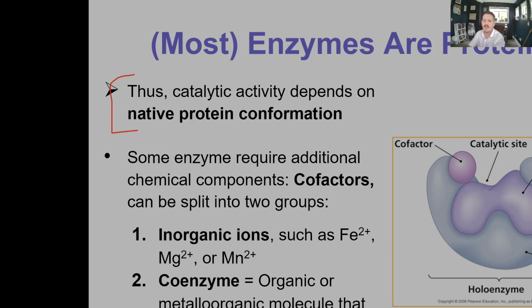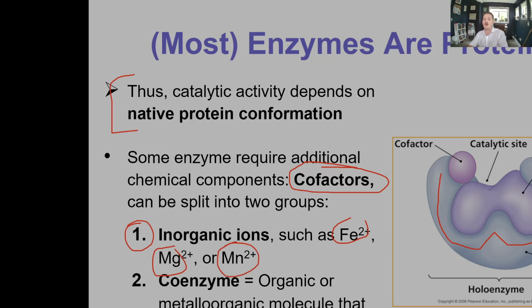I believe that we covered before that often an enzyme, shown here, requires another molecule, a non-protein molecule, to bind to it to help it do its job. And these are referred to as cofactors. The other molecule is a cofactor. And cofactors can be split into two groups: inorganic ions, such as iron, magnesium, manganese.